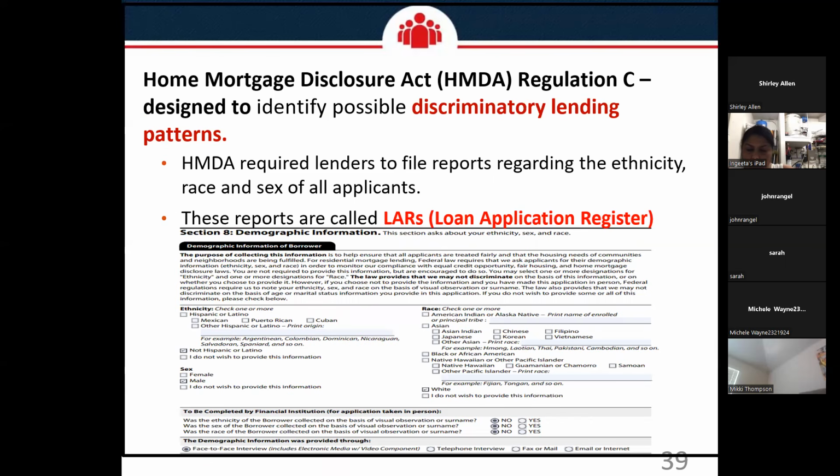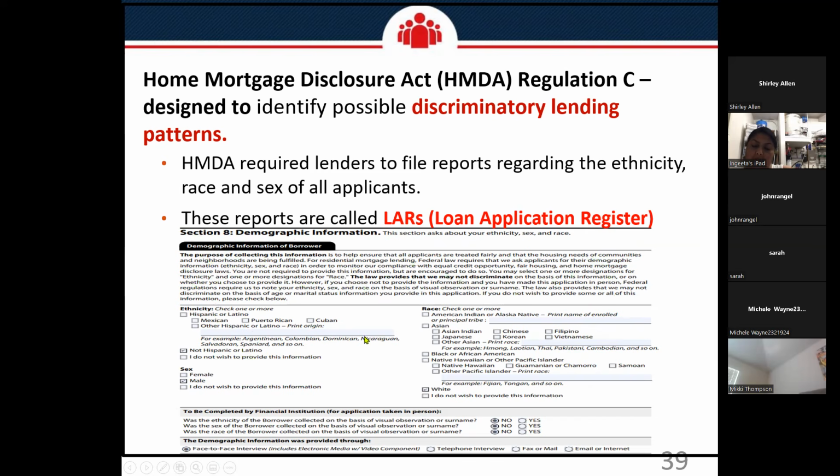And this is the information that you can see is there. It's the same information that was on Section 10 of the 1003 when it was called government monitoring information. It's just that they made the change and decided they wanted it to be called demographic, and they wanted to move it into Section 8 of your 1003 loan application.